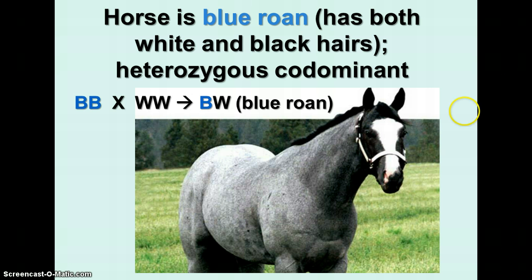Here's an example of a horse. This is a horse called a blue roan, and it's not really the gray color, but if you look at it closely, it'll have both white hairs and black hairs. This is a heterozygous codominant trait, okay? When you cross a black horse and a white horse of this particular strain, you're going to get the mixing, the codominant characteristic of the blue roan.